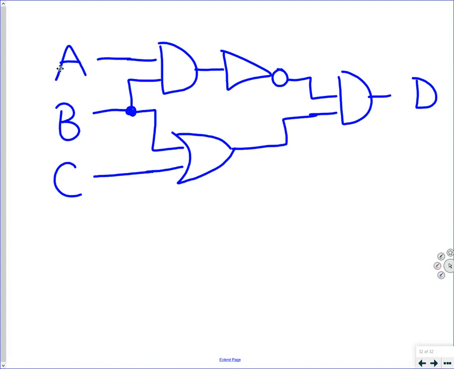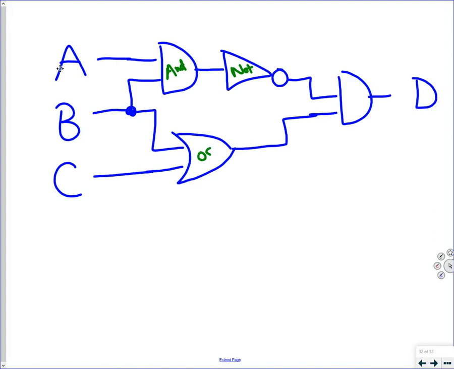I give you this circuit. What's the Boolean algebra for it? Okay, so let's not use the symbols. This is AND. This is OR. This is, pardon me. Of course I did that on purpose. Not OR.